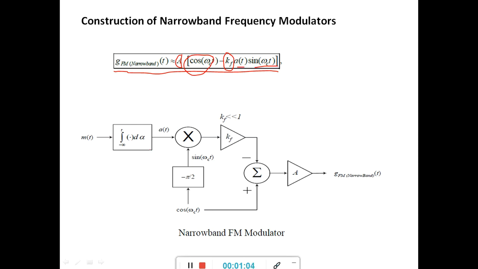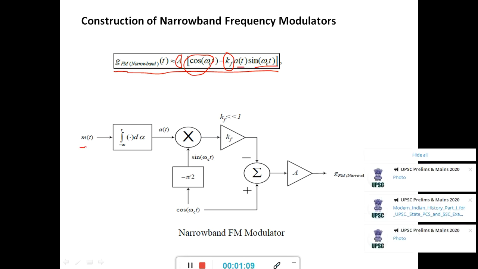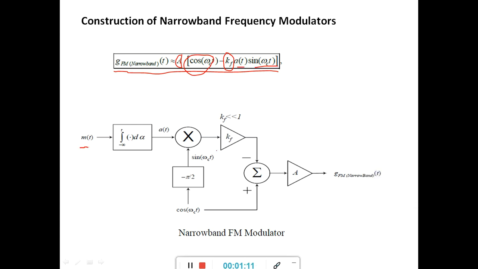Here is the diagram for the construction of the narrowband FM signal. The message signal is given to an integrator, the integral from minus infinity to t of d alpha. The output of this, A of t, is given to the multiplier, where the Hilbert transform of the carrier signal is multiplied with it, and then multiplied with K of F, the constant of frequency modulation.